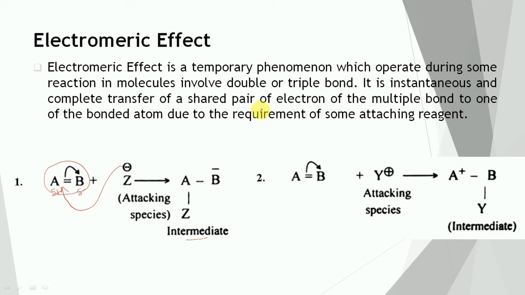Now the case number 2. The pi bond is going to shift towards B; it is the negative end, and this is the positive end. Now the attacking species is going to attack this electron rich center, and this intermediate will get formed. So on the basis of movement of pi electrons, they are divided into two types.